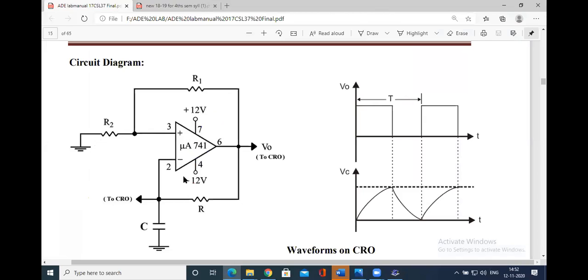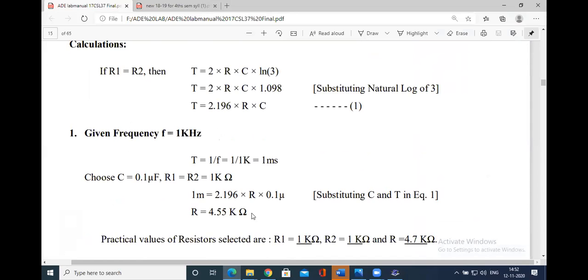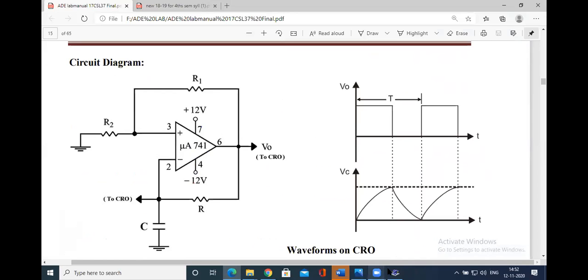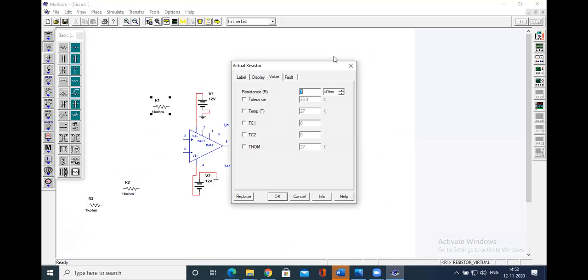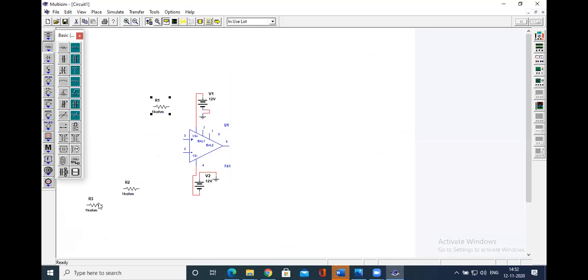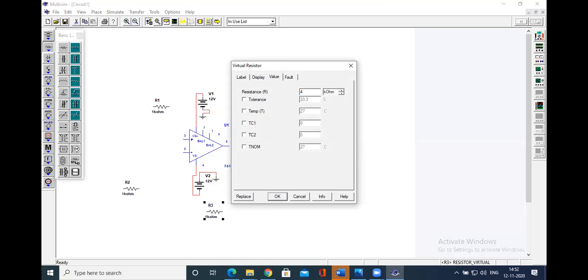What resistor has to be connected in between 2 and 6? R is 4.7 kilo ohm, right? So I'll change this, modify the value. It is 1 kilo ohm as it is. This is 1 kilo ohm as it is. And this is 4.7 kilo ohm, right? 4.7 kilo ohm.